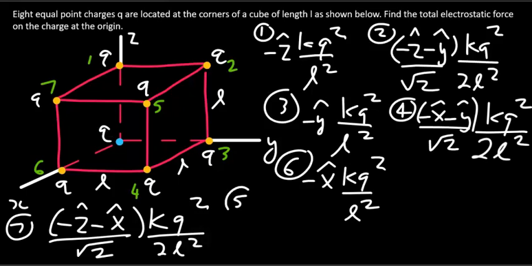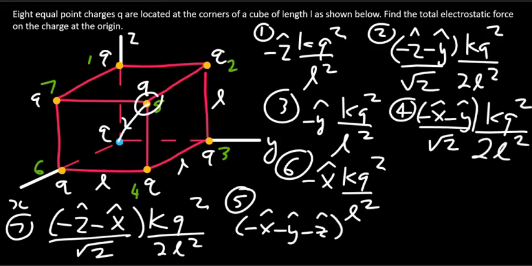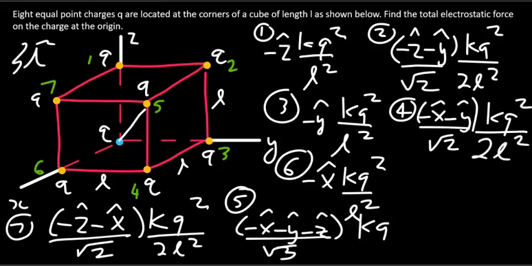Now we are left with the 5th contribution, that charge. It's going to push the charge at the origin from corner to corner in that direction. The unit vector along that direction is given by minus x hat minus y hat minus z hat over square root 3, because it's going from this corner to the opposite corner. They are not on a plane. And the square of that distance is 3L squared. So the magnitude is kq squared over 3L squared.